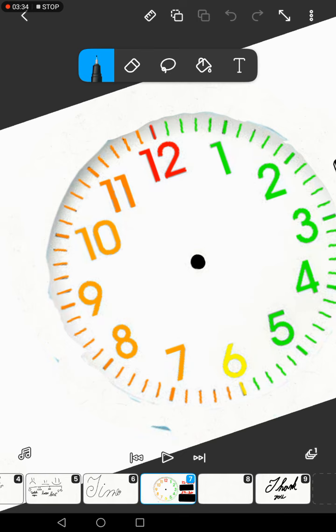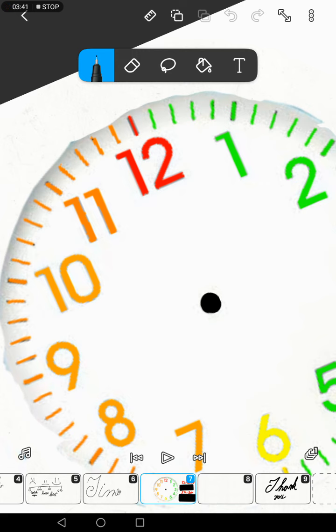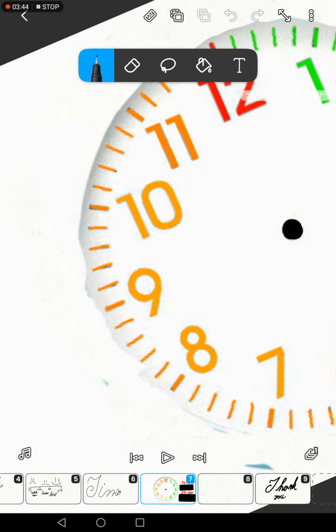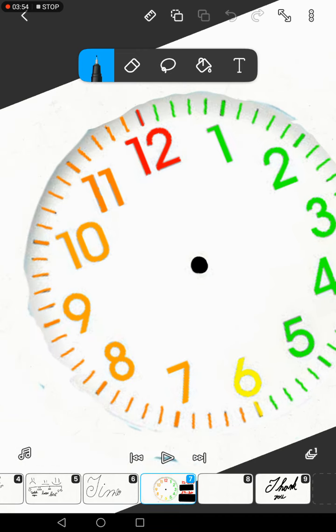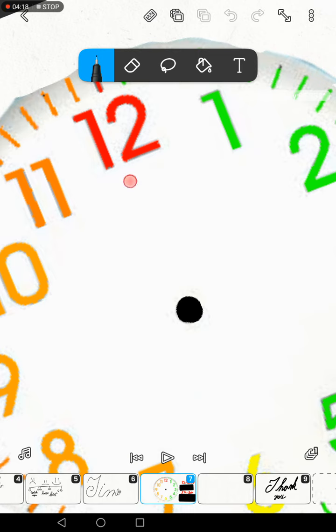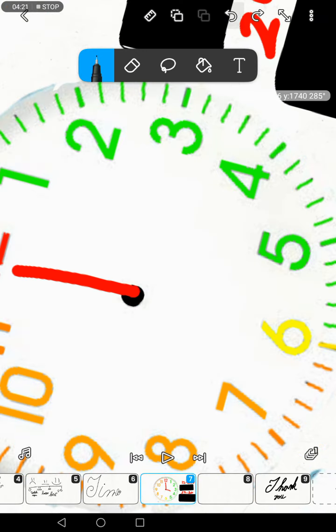I decorated the clock, not to make it beautiful, just for understanding. The red is o'clock, 6 is half past, orange is quarter to, green is quarter past. So quarter to and quarter past we'll see in the next video. You should see part 2. Part 2 will come the same day, I think. 12 is o'clock.